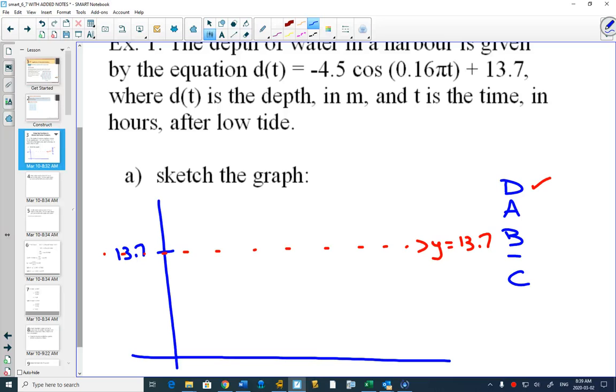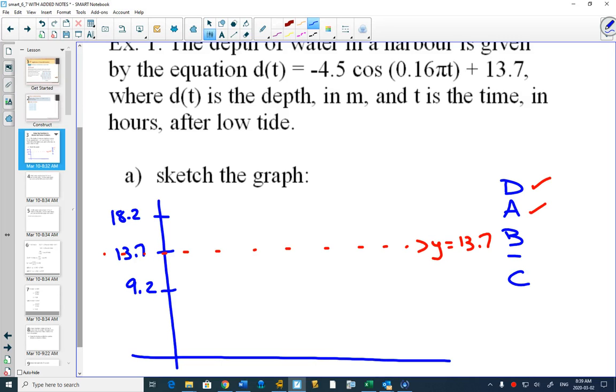Next, A, your amplitude. Your amplitude is 4.5, and so we need to go up 4.5. That'll get us to about, and then try to estimate how much 4.5 would be. Up 4.5 takes me to 18.2. Down 4.5 takes me to 9.2. That's our max and a minimum. Our A value, our amplitude, is now done.